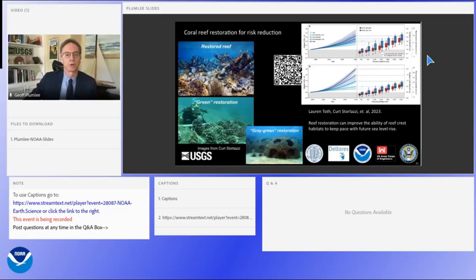But also, the good news is that there are ways to help reduce the impacts. Coral reef restoration, this is again a project where we've been longstanding partners with NOAA and other entities that you see here, where you can do green restoration, where it's basically looking at regrowing corals, and then gray-green, where you're trying to get the corals to take root on concrete structures. The picture on the right is a study that came out recently that shows that reef restoration can really improve the ability of the reef crest habitats to keep pace with future sea level rise.